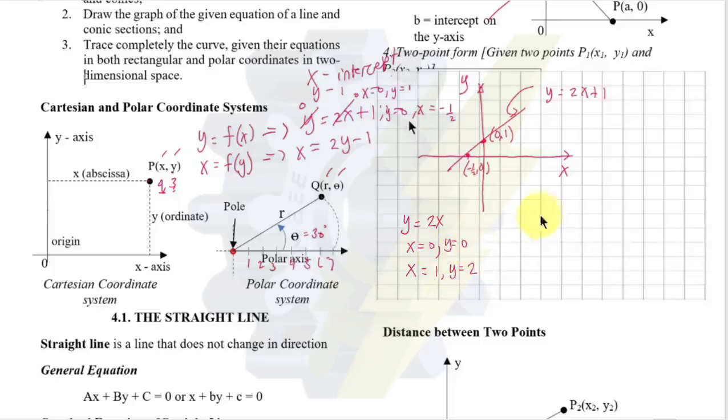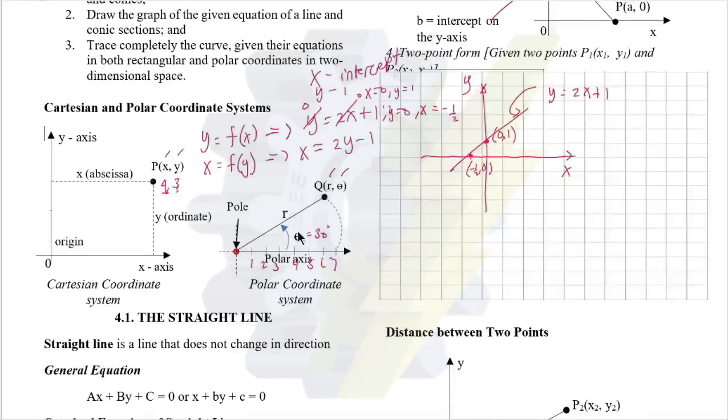I-plot na natin to. So, halimbawa, ito yung ating x and y axis again. Ito yung x, ito yung y, ito yung origin. So, ang 0, 0, alam natin dito. Then, yung 1 tsaka 2, yung x ay 1 unit. So, sabihin natin dito. And then, yung y ay 2. So, dito. So, therefore, ito yung point na 1 and 2. So, therefore, yung line na y equals to 2x is this one. So, y equal to 2x.